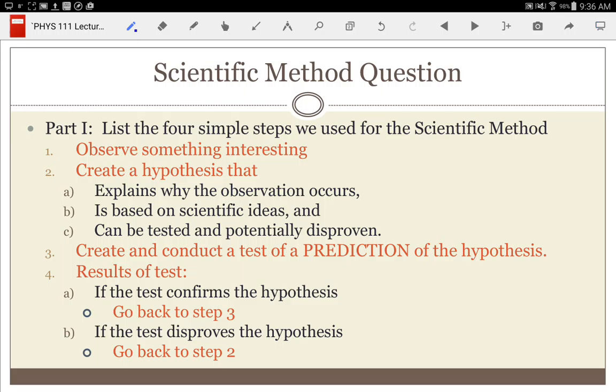For step 2, a hypothesis. You've got to create a hypothesis. What kind of hypothesis would you come up with for that? You're tired of looking away from me. What kind of hypothesis would you come up with?